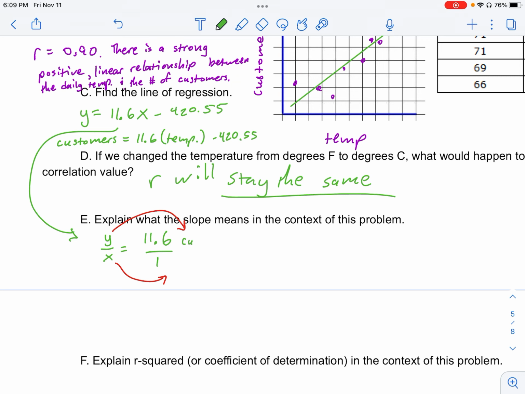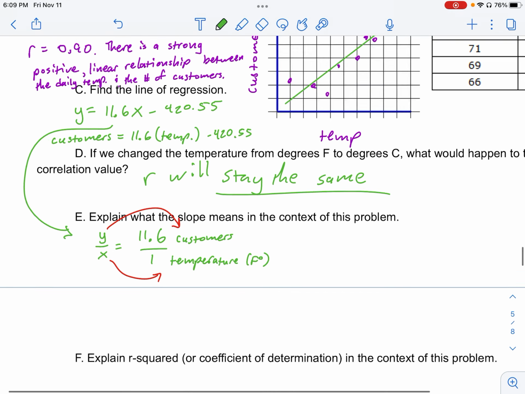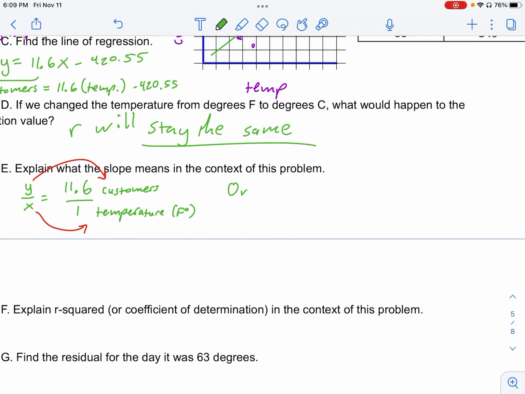So my y variable is customers, and my x variable is temperature in Fahrenheit. So, put this into a sentence. If the temperature goes up by 1, the number of customers goes up by 11.6. And that's how you say it.